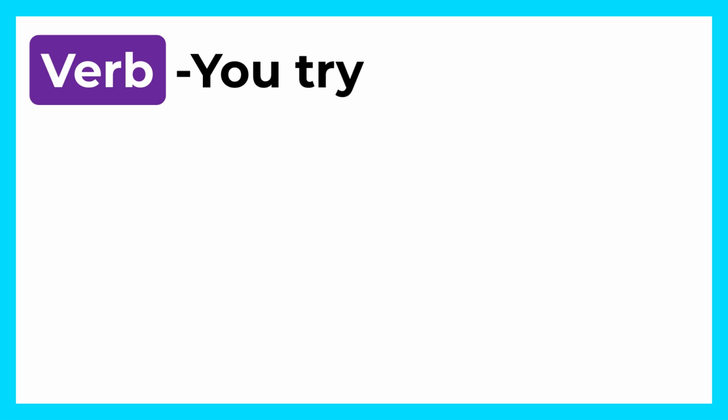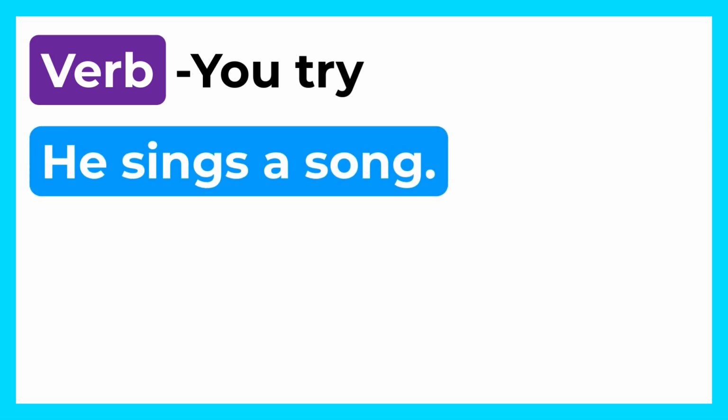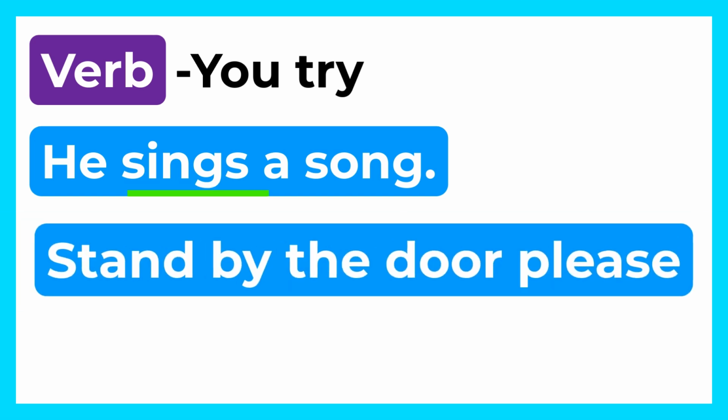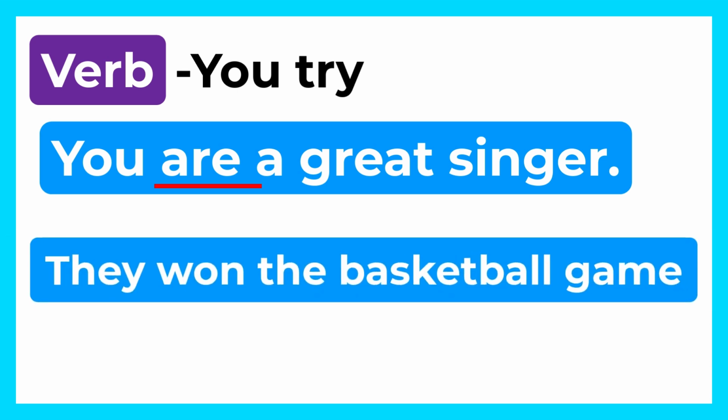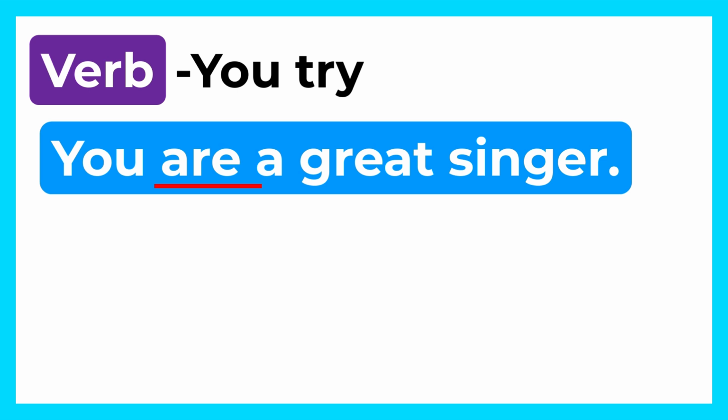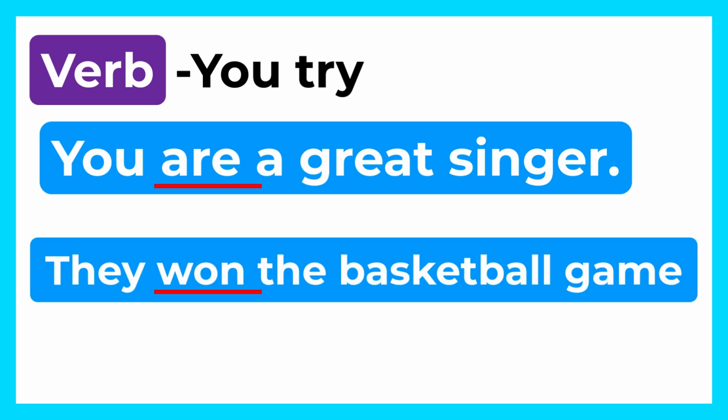Now you try. Read the sentences and identify the verb. He sings a song. The verb in this sentence is sings. Stand by the door, please. The verb in this example is stand. You are a great singer. The verb in this sentence is are. They won the basketball game. The verb in this example is won.